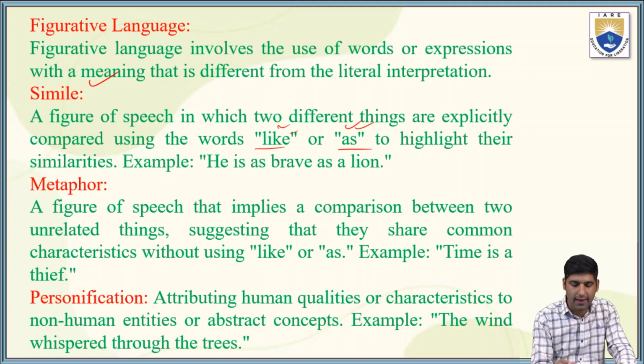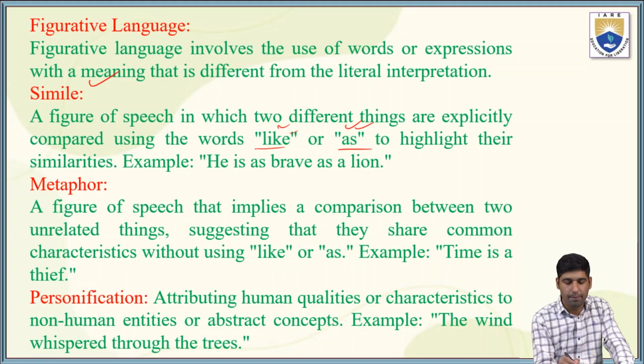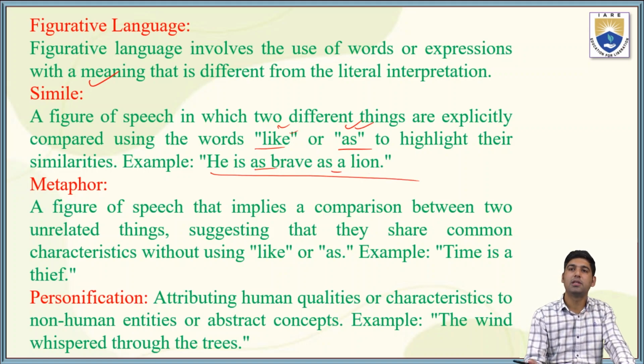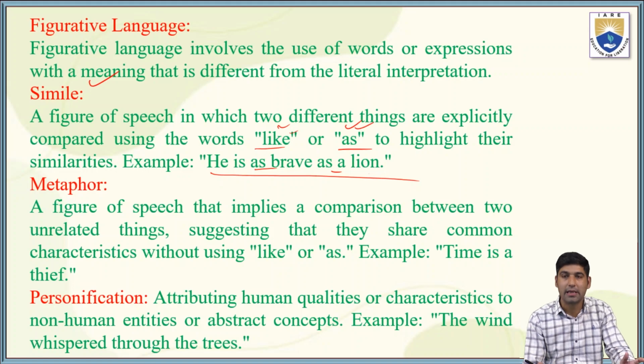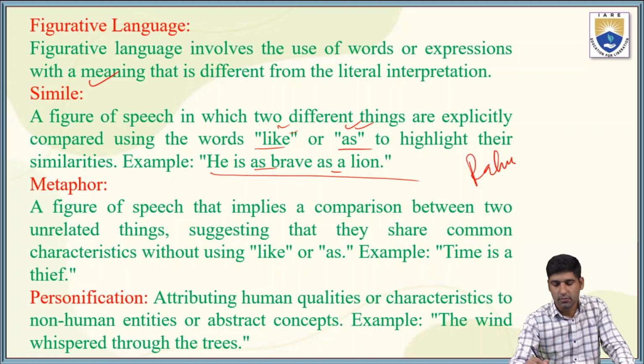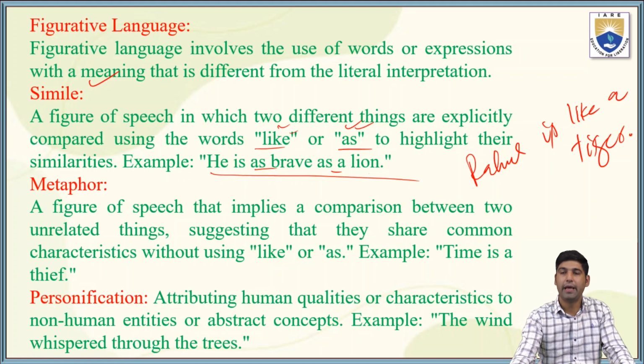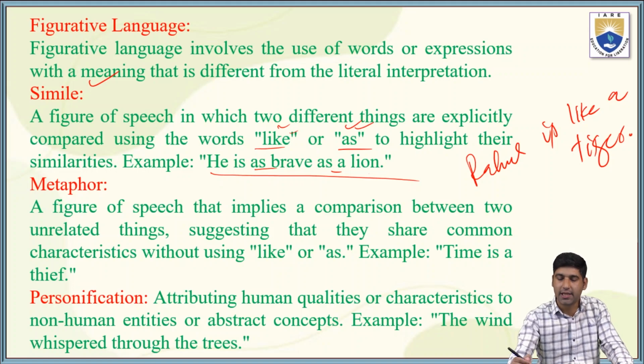Like there is a comparison, he is as brave as a lion. So the comparison is here with the help of as. So this comparison is called simile. Or I can say, Rahul is like a tiger. When I say Rahul is like a tiger, this doesn't mean Rahul is a tiger. This means Rahul is powerful, he is brave, like a tiger.